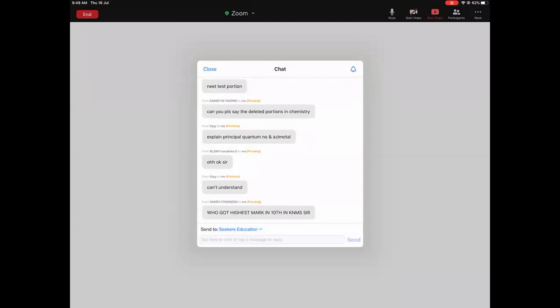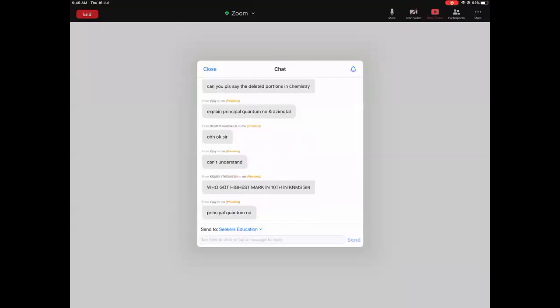Yeah, Vijay, please tell me what you can't understand. Principal quantum number is the number given to the shell in which an electron is. Please write down. If an electron is in the first shell, it is given number 1. If an electron is in the second shell, it is given number 2. If it is in the third shell, it is given number 3. What is it that you did not understand in this?